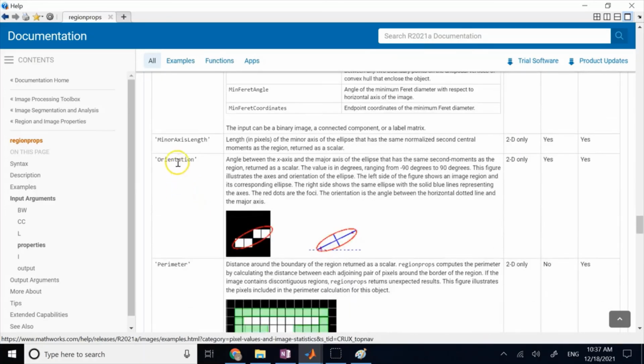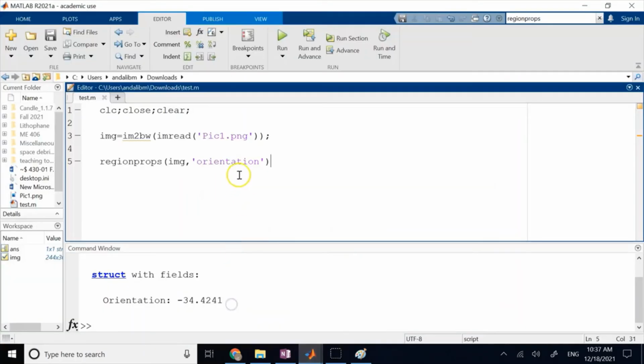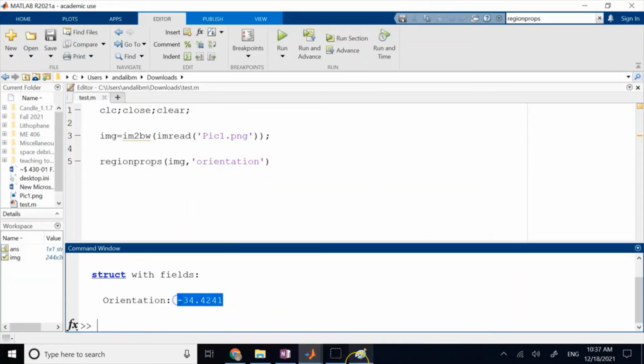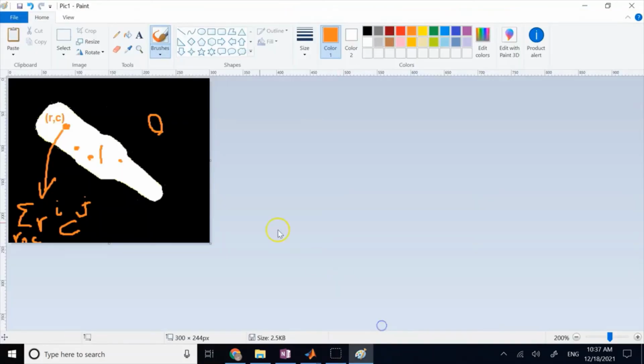Then once you go down, one of the parameters is called orientation. And once you get orientation here, you see when I run it on it, it says the angle is what? Negative 34 degrees. And guess what?